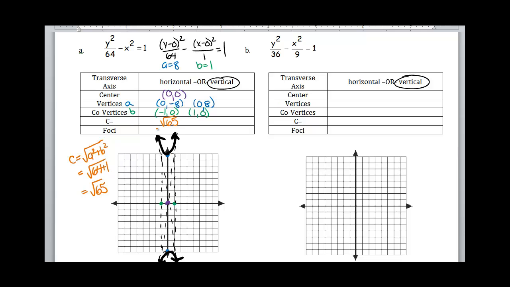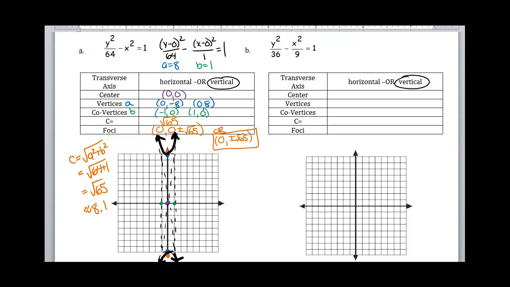Next, to be able to put these in my chart, I remember that I'm going vertically, and so I want to take 0 and add and subtract square root 65 to it, since 0 was the y value of my center. Of course, this could also be written 0, comma, plus or minus square root 65. And to plot them on my chart, I have to figure out the decimal approximation of square root 65, which is about 8.1. So from my center, I want to go 8.1 up and down vertically, because again, the transverse axis is vertical.